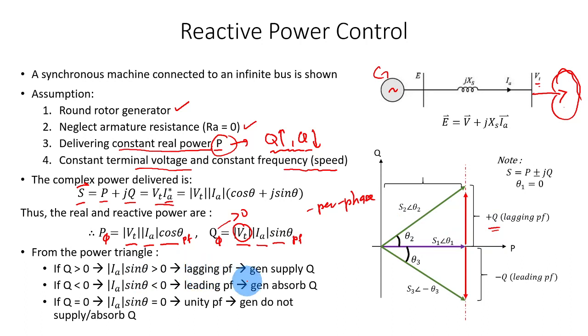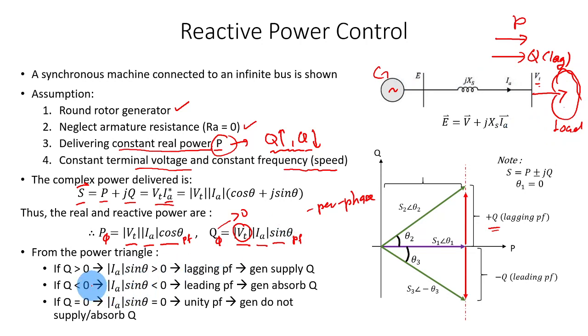And what lagging power factor means, as I told you before, is that the generator is supplying Q to the load. Okay, the Q is basically being exported outside. And of course the P is always out. Okay, for lagging, the Q is being exported from the generator to the load. Okay, this is the load.